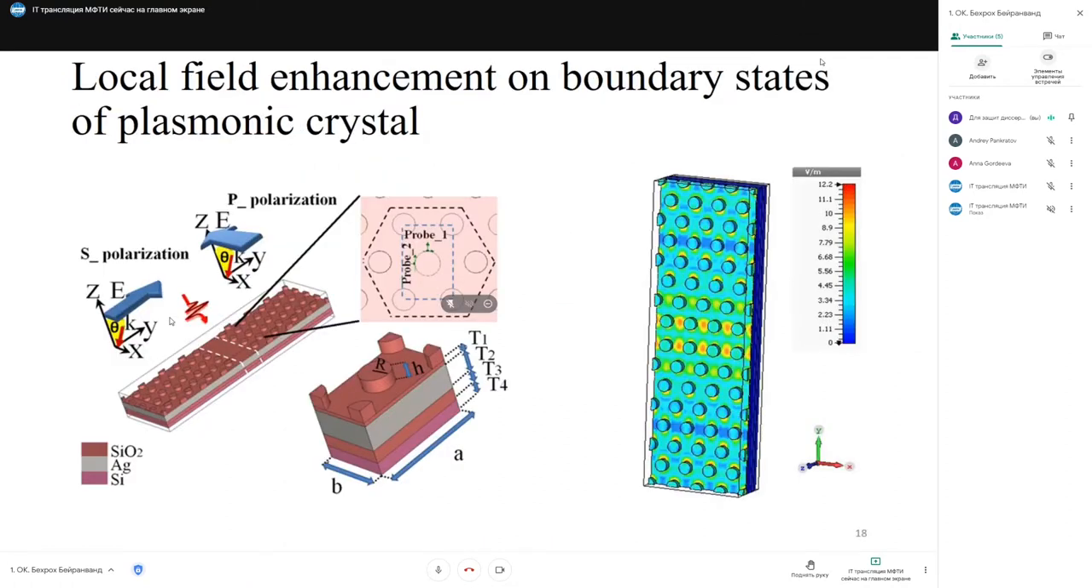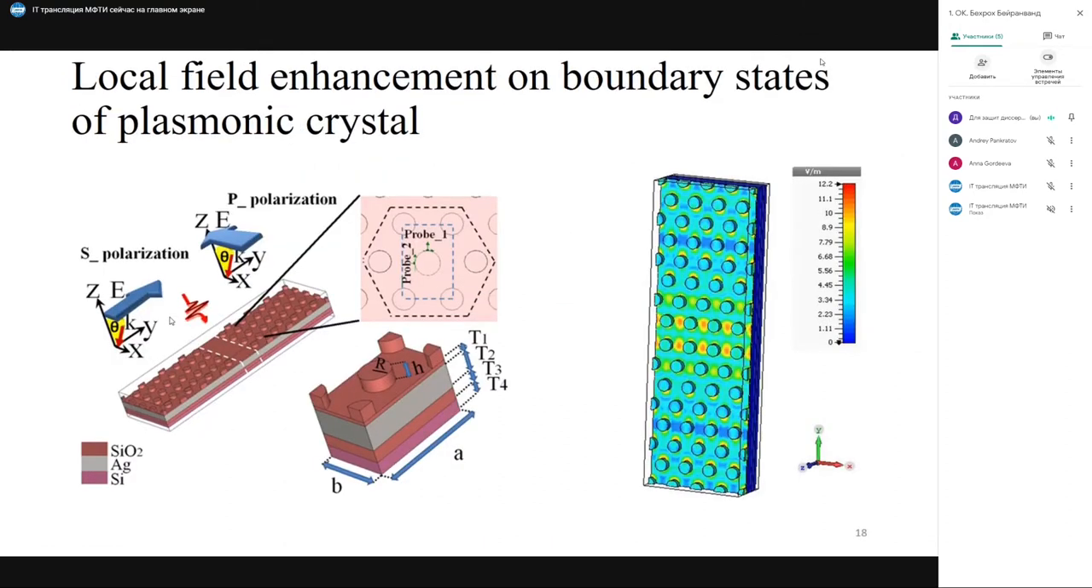Another design that we did was for local field enhancement on a boundary state. This is an array based on a four-layer material using a topological photonic state and edge-mode plasmonic. We try to design a gap by making a defect in this structure. As you see here, S and P polarization are tested. Our unit cell here is a honeycomb, marked by the black dashed line. The blue dashed line is the unit cell which we tested with CST software.